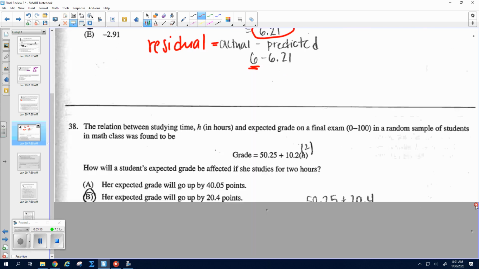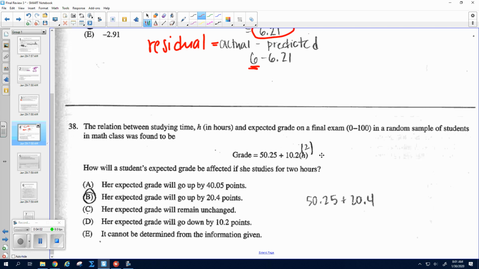All right, number 38 is B. We plug in 2, and this is how much we would expect it to go up. This is our initial grade if we study 0 hours. So we would expect it to go up by 20.4 points.